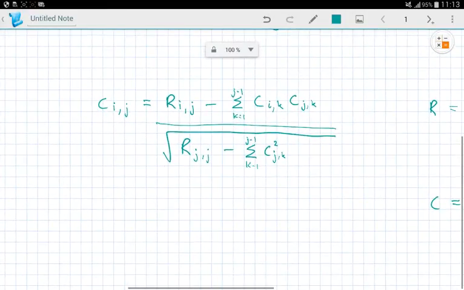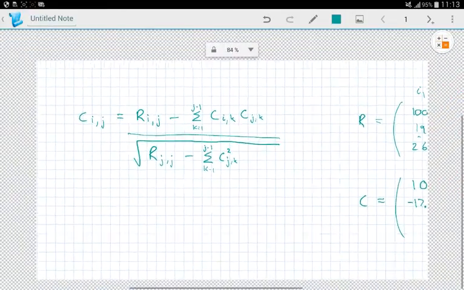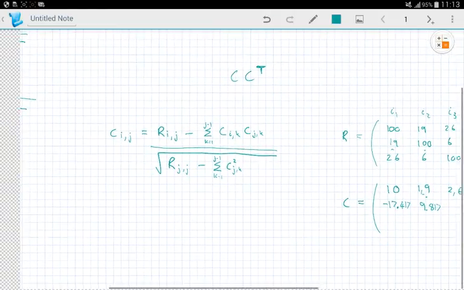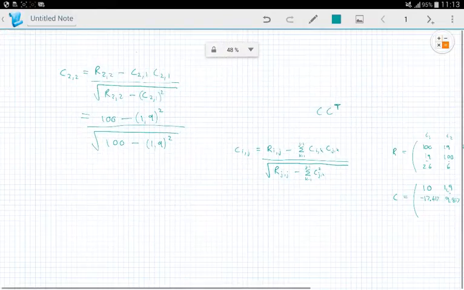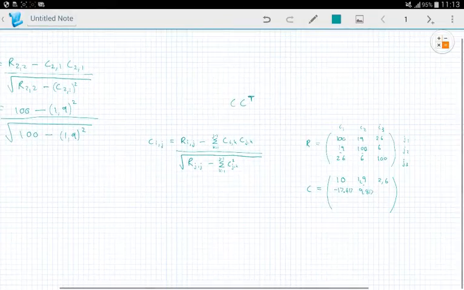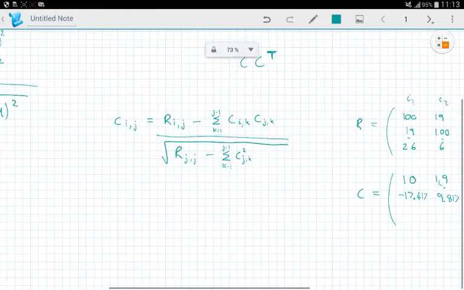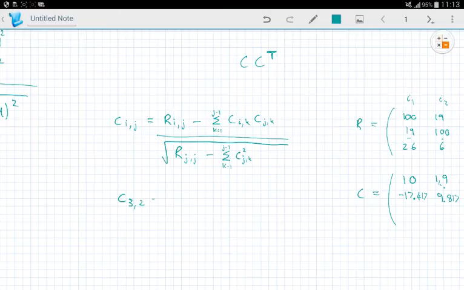Now we want to do... What value do you want to do now? What value did we just calculate there? C22, okay? Now we want to calculate C32. Okay, now we're getting interesting.